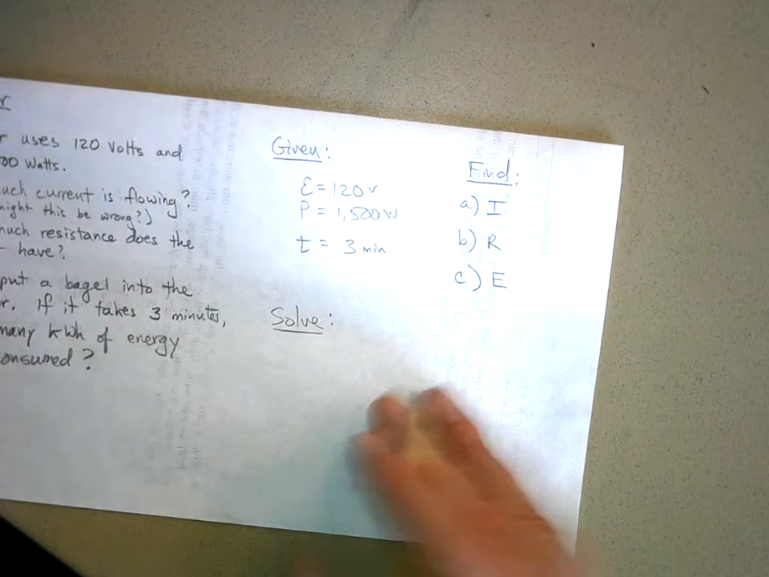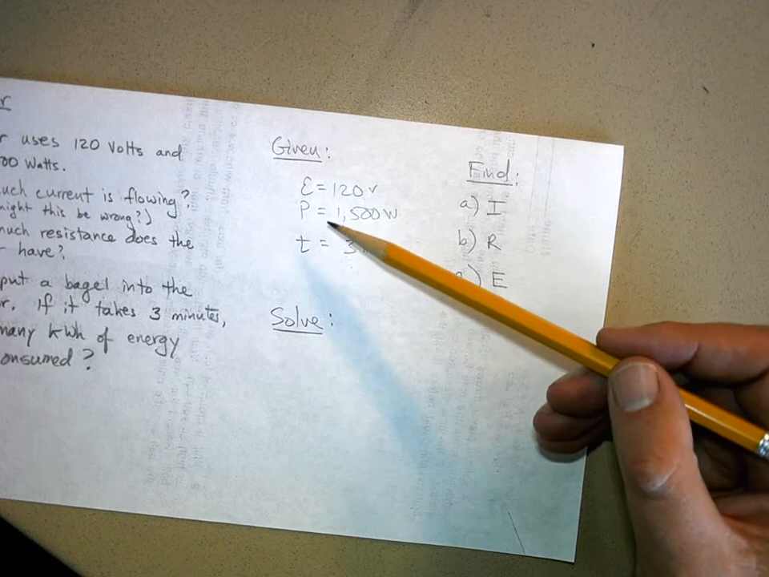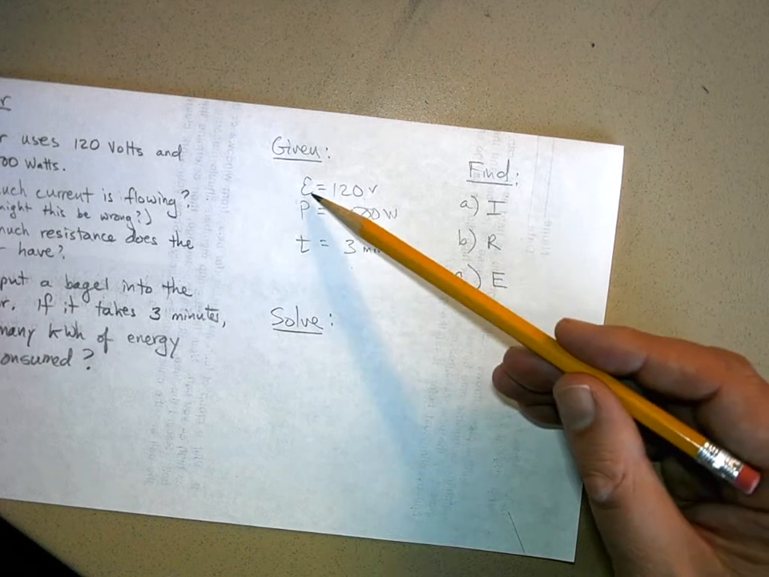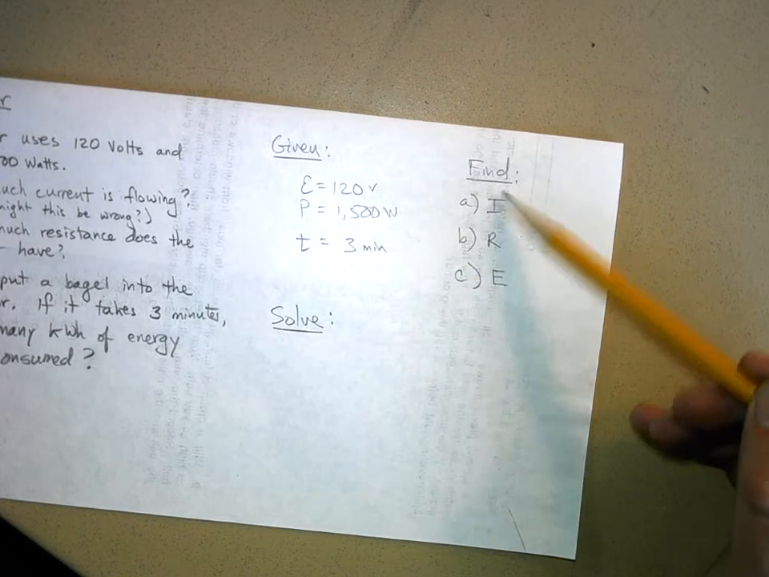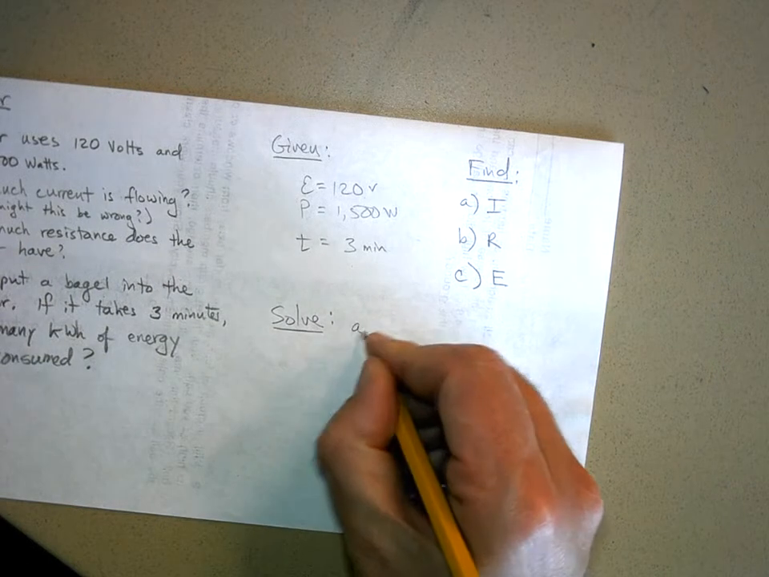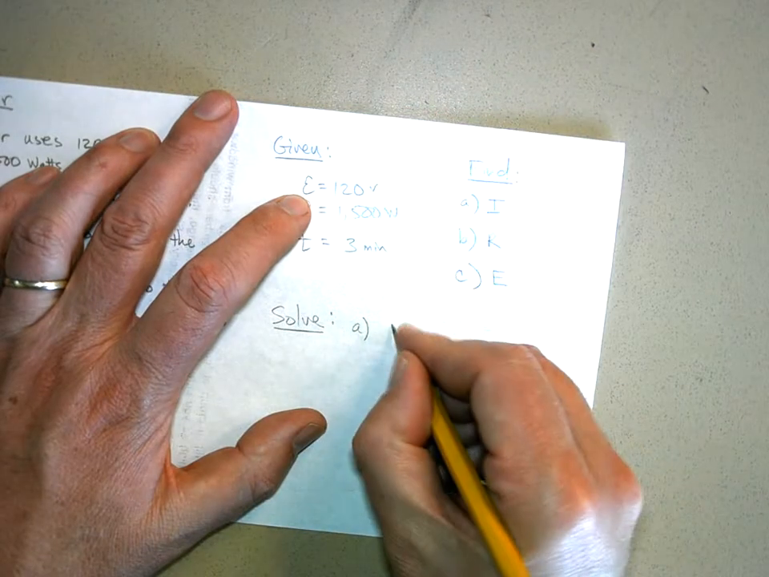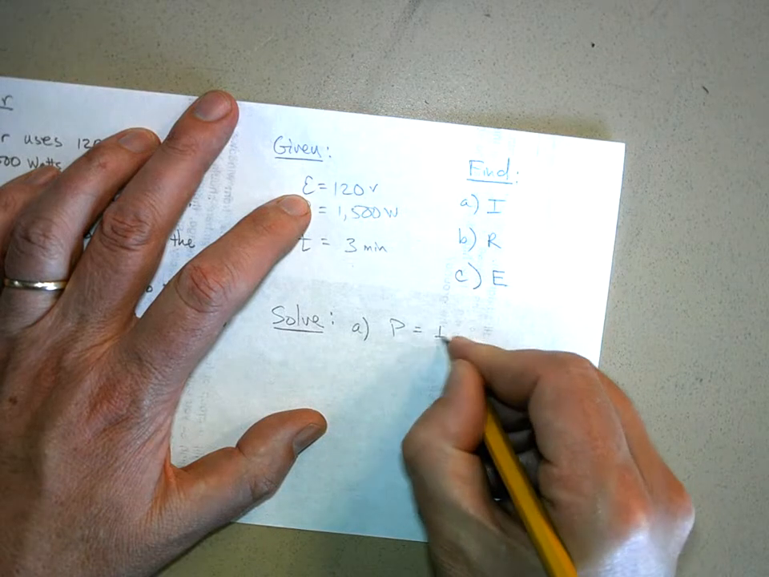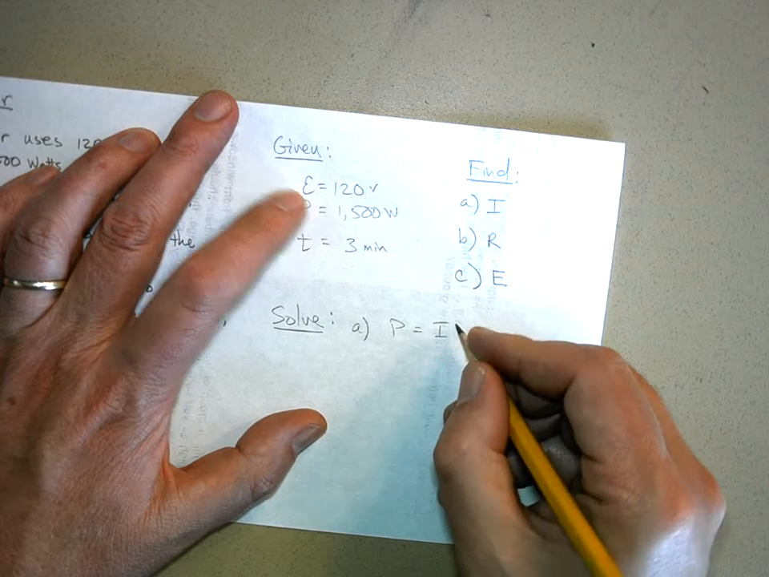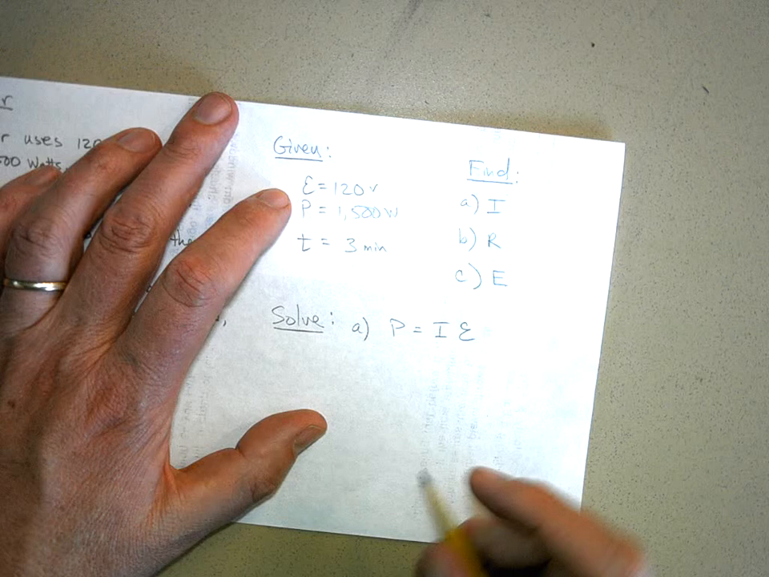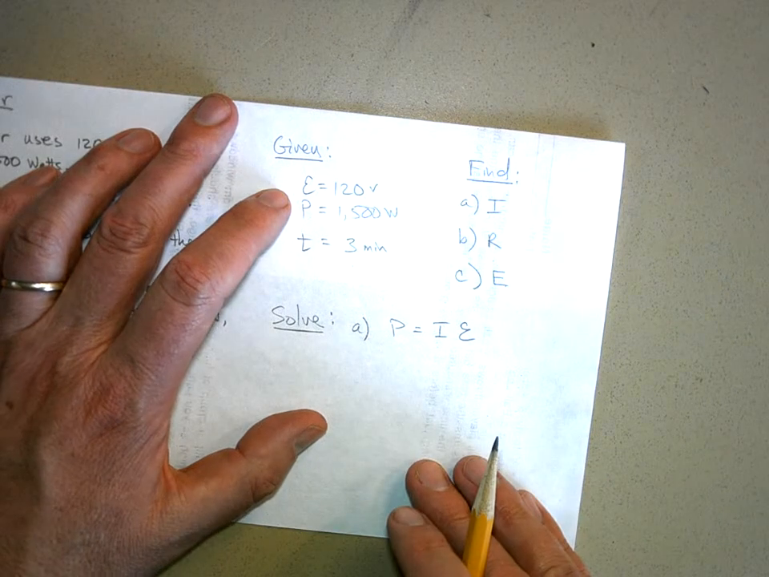Well, we need the relationship between power and voltage and current in order to solve for current. And so for part A, that is power equals current times voltage, which also spells pi.